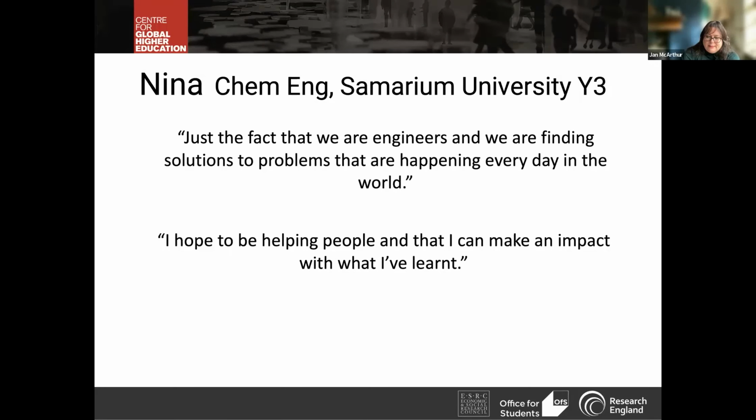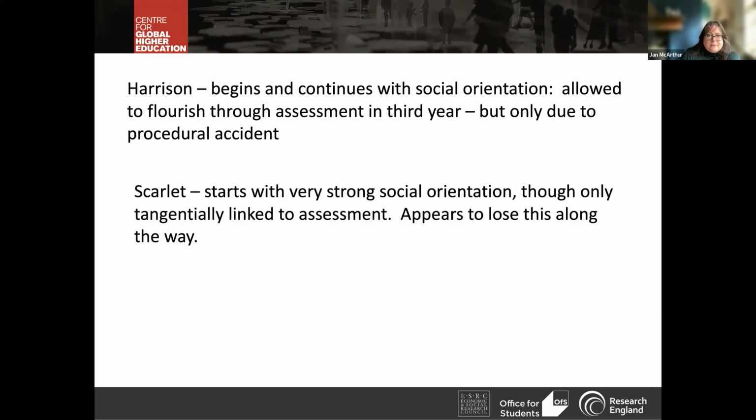So to summarize then, Harrison begins and continues with a social orientation, but it's only allowed to flourish through assessment in the 3rd year and only due to a procedural accident. Scarlett starts with a very strong social orientation, though it's only tangentially linked to assessment, but she appears to lose this along the way.